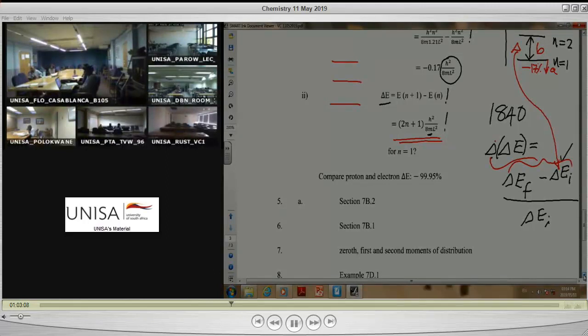Let me put it this way. As n tends to infinity, you will realize that this becomes very, very small. In fact, that is what leads to us thinking that energy is a continuity. The difference between N1 and N2 is different from the difference between N2 and N3. So we are mixing two different things, and this difference changes as you go up.